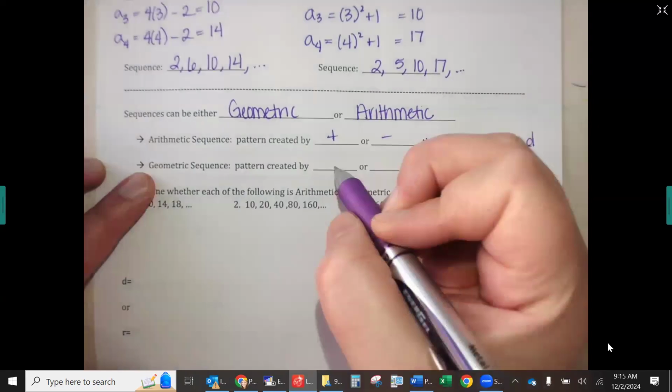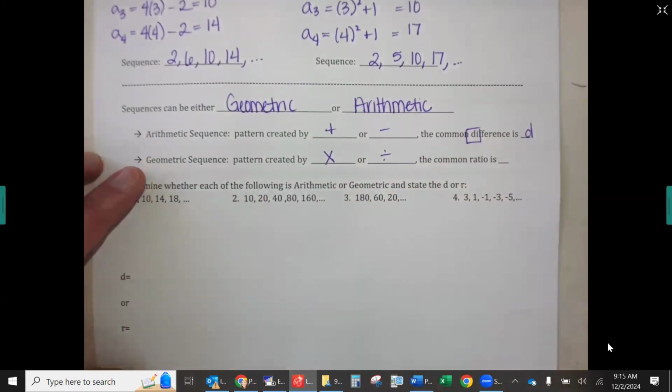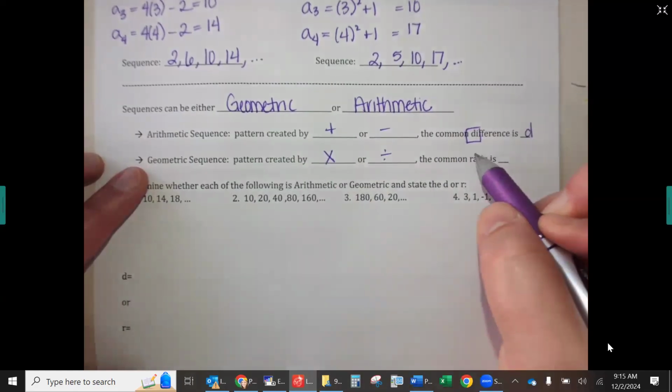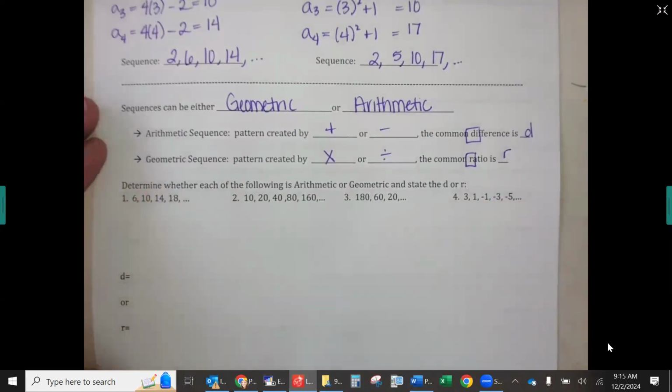Geometric is if it's a multiply or divide pattern. And the number that you're always multiplying or dividing by is called the common ratio. So we're going to use an R if it's a ratio pattern.